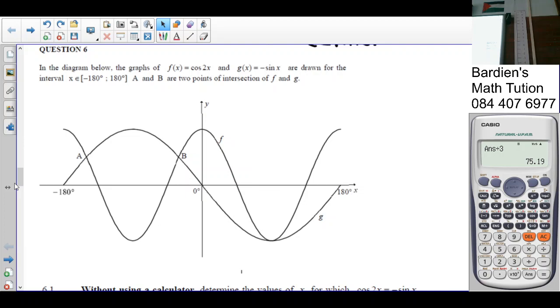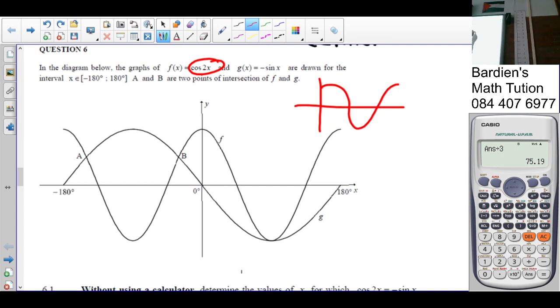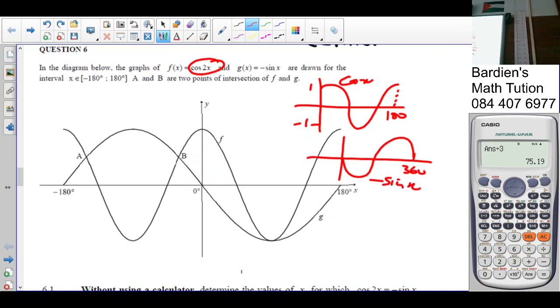So we are told that in the diagram below, the graph of f of x equals cos 2x. Okay, so without looking at the graph, we know that the cos 2x graph does the following. If there's 2x, that's going to be 180, 1 and minus 1. This is the cos of x graph. Then the negative sin x graph, we know the graph is going to be reflected in the x-axis. That is what the negative sin x graph is going to look like.